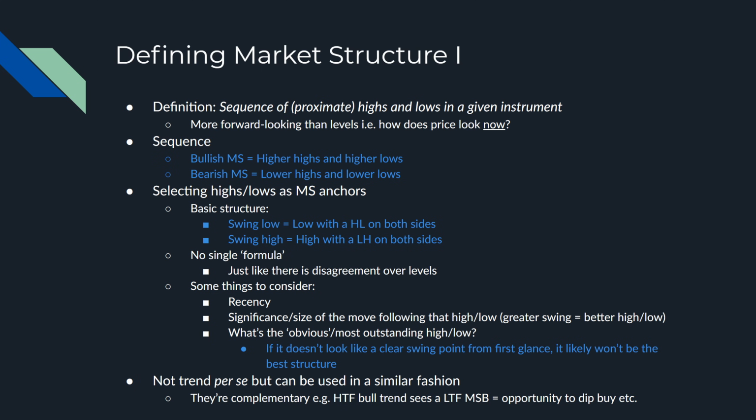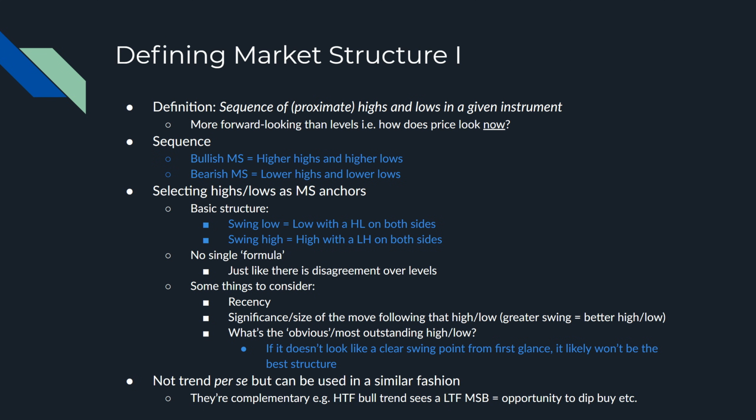So section 1 is defining market structure. My definition is a sequence of proximate highs and lows in a given instrument. And that sequence varies depending on whether the market is bullish or bearish. For bullish market structure, we generally expect to see higher highs and higher lows. For bearish market structure, we generally expect to see lower highs and lower lows.